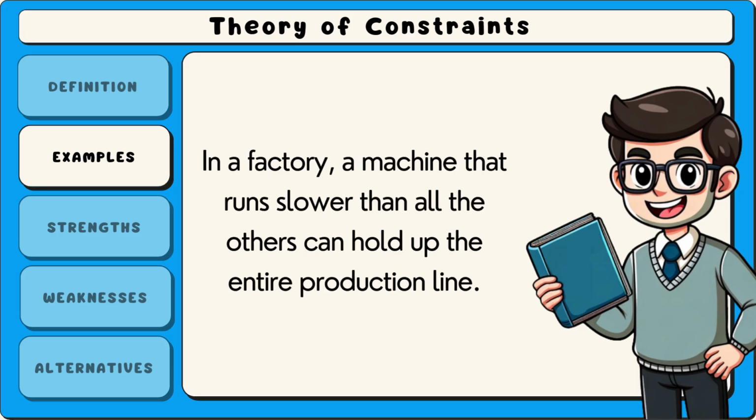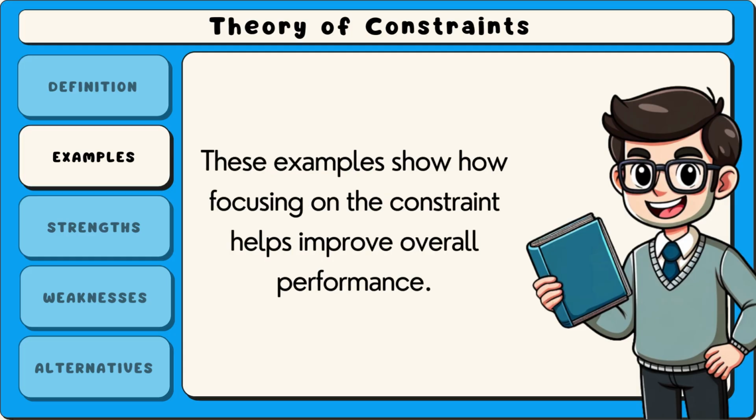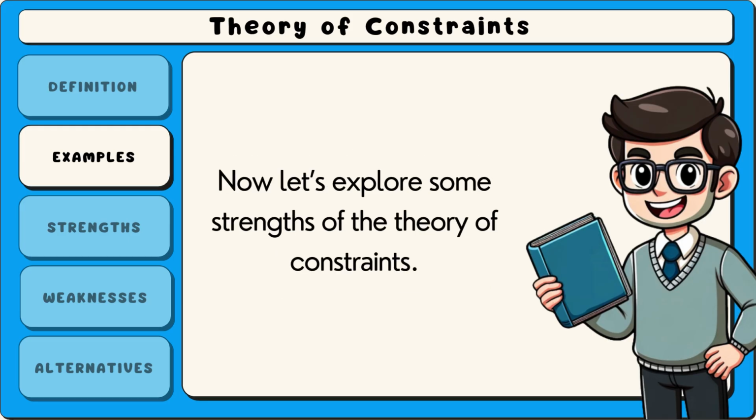In a factory, a machine that runs slower than all the others can hold up the entire production line. If that one machine is improved, the whole system becomes more efficient. These examples show how focusing on the constraint helps improve overall performance. Now let's explore some strengths of the theory of constraints.